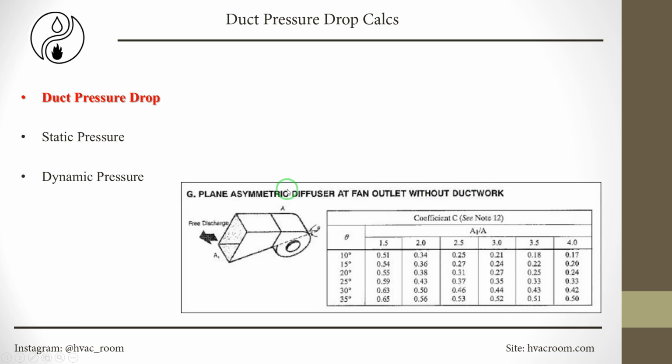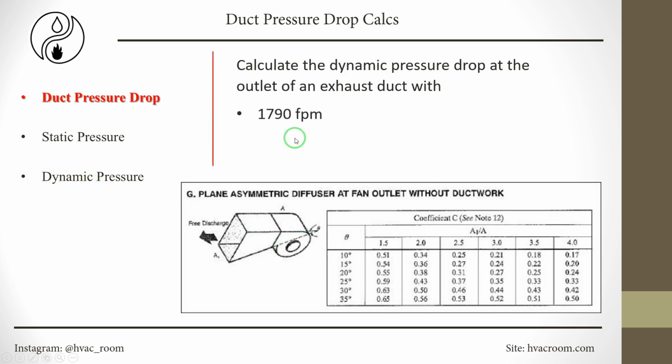So we have an example here. Let's say we have an exhaust fan, like an asymmetric diffuser at fan outlet. We want to see how much pressure drop we are going to have here. Again, this is not like a static pressure. Why? Because this is not like a straight duct. This is just a piece of ductwork at the fan outlet, which can cause dynamic pressure because we are changing the velocity pressure of the system. Again, we want to see how much pressure do we have here.